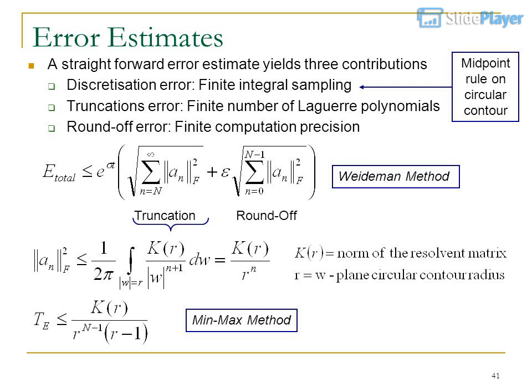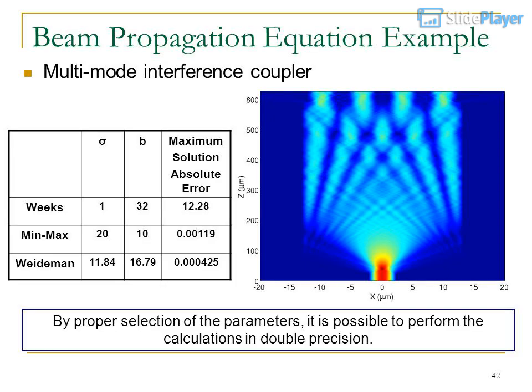Discretization error, from finite integral sampling. Truncation error, from a finite number of Laguerre polynomials. Round-off error, from finite computation precision. Midpoint rule on circular contour. Weideman method: truncation, round-off. Min-max method. Beam propagation equation example.